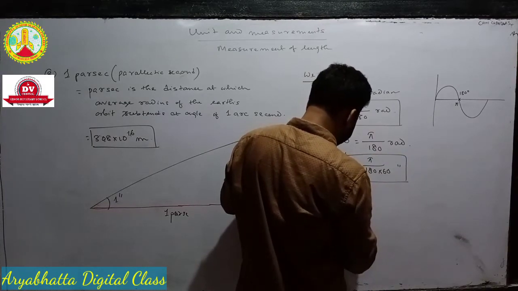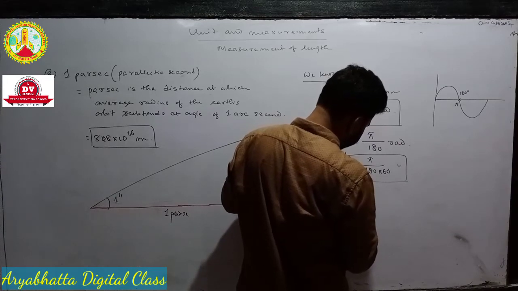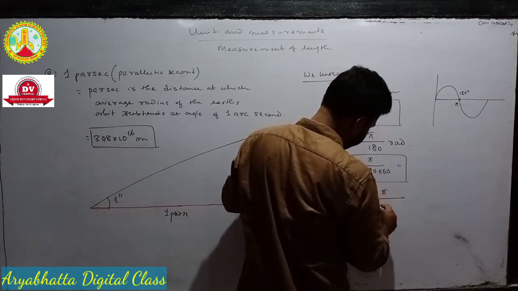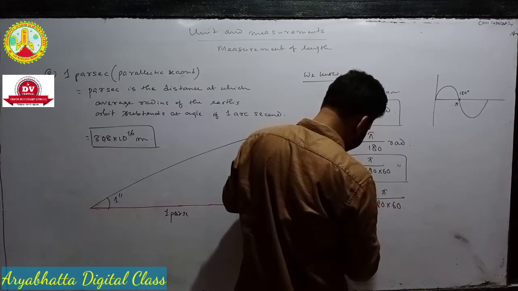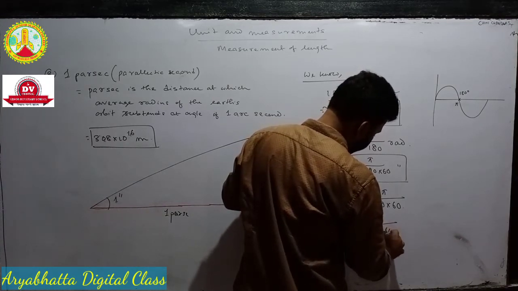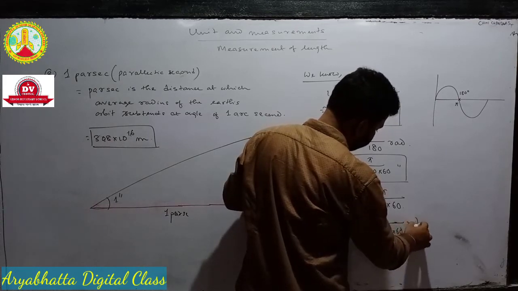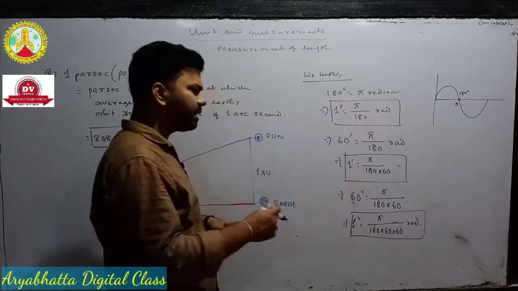Then what is the value of 1 second? Look, 1 minute is equal to 60 second, and 1 minute is pi by 180 into 60. So 1 second is equal to pi by 180 into 60 into 60 radian. So these are the conversions.